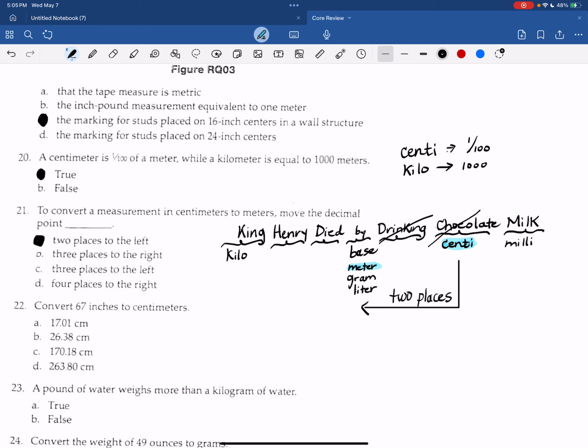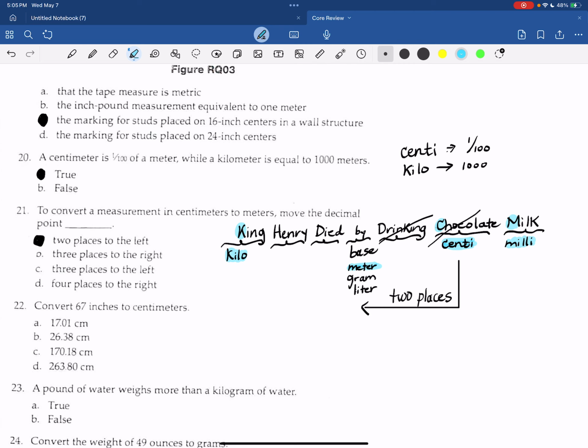So King Henry will help you know if you're moving left or right, if you can remember what those letters stand for. Again, K, kilo, C, centi, M, milli, and you will learn the others when you get to this in class. There's a chart in your book. Looks like it's on page 50 in your book. So you will learn all about those prefixes, and that will help you understand metrics quite well.